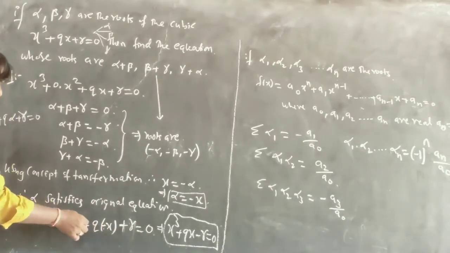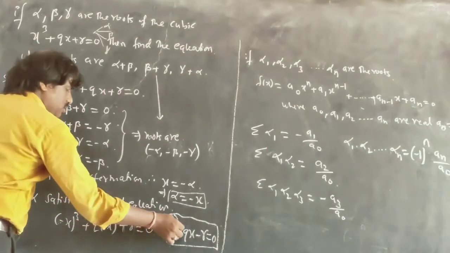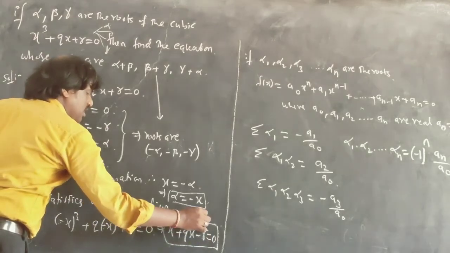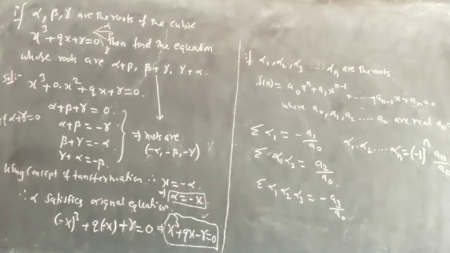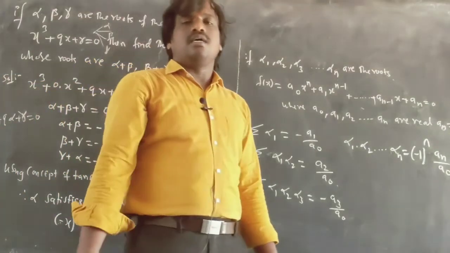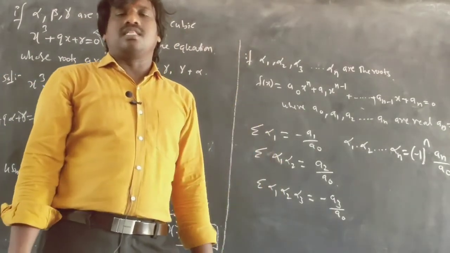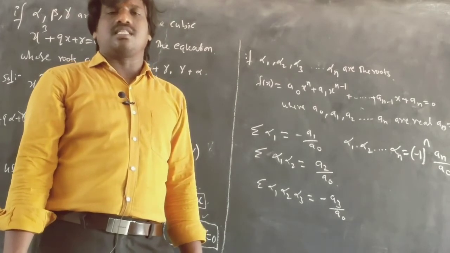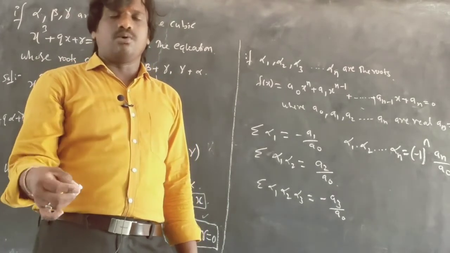If you multiply with a minus sign, x cube plus qx minus r equal to 0 is the required cubic equation. This is the required transformation. Based on this cubic equation, that is the theory of equation, we'll solve more problems.